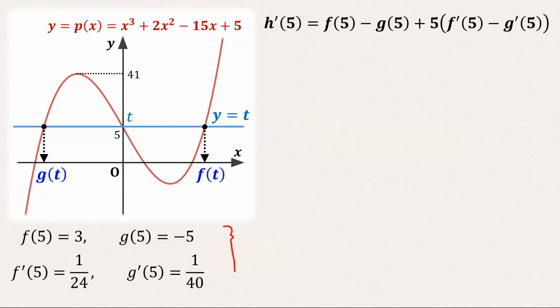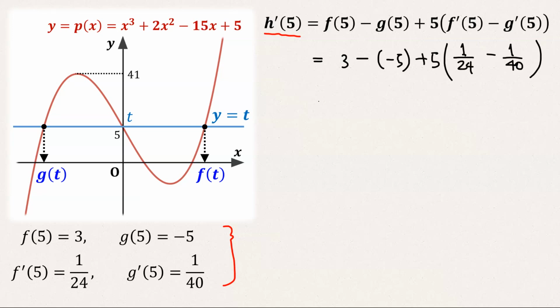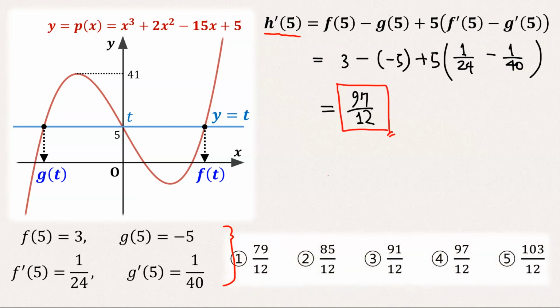Therefore, with every necessary value obtained, we can finally calculate h prime 5, which is 3 minus minus 5 plus 5 times (1 over 24 minus 1 over 40). And if we calculate this, we obtain 97 over 12. And from our multiple choice here, we can say that the correct choice is 4.